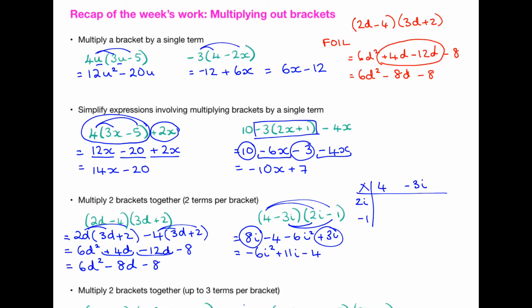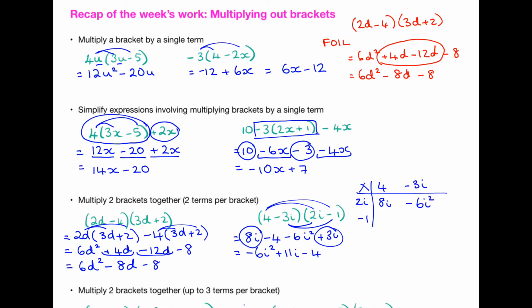So this space is 4 times 2i, 8i. This space is negative 3i times 2i. So that's negative 6i squared, isn't it?